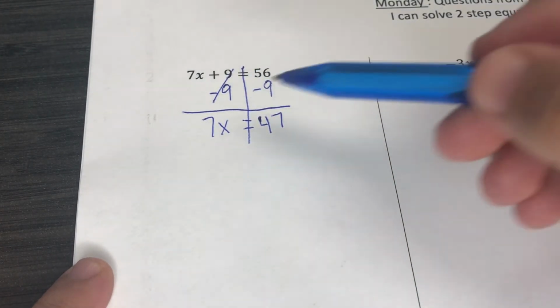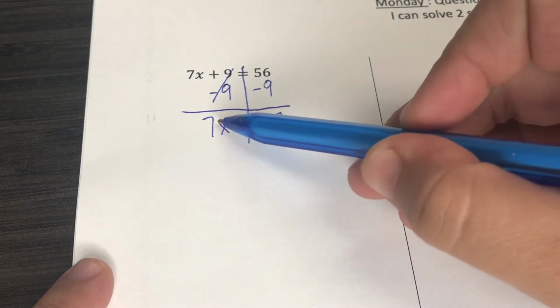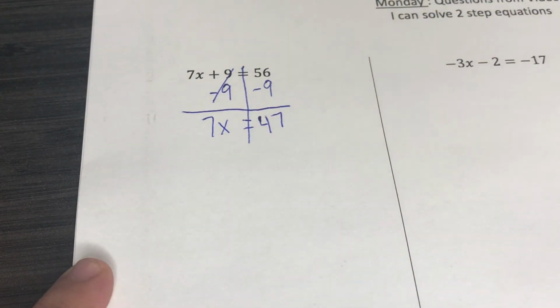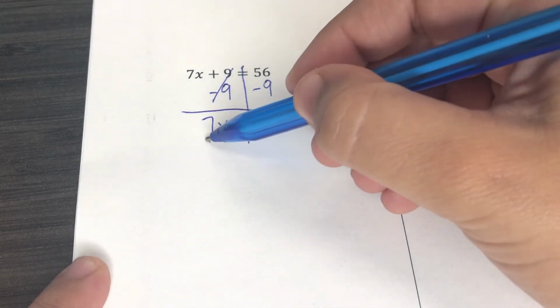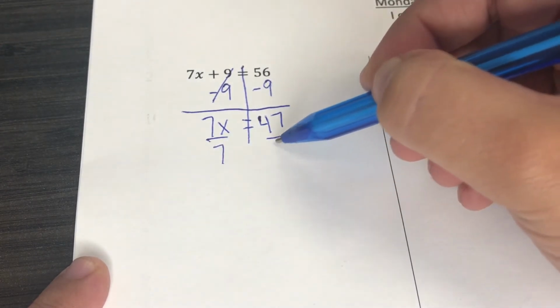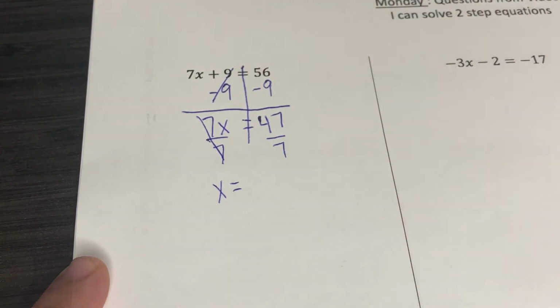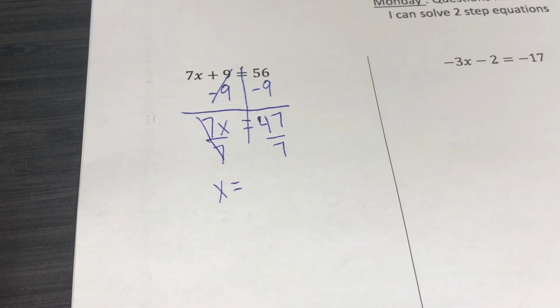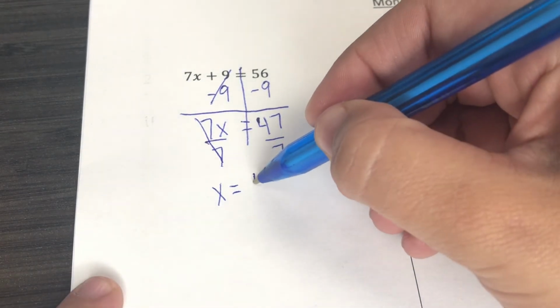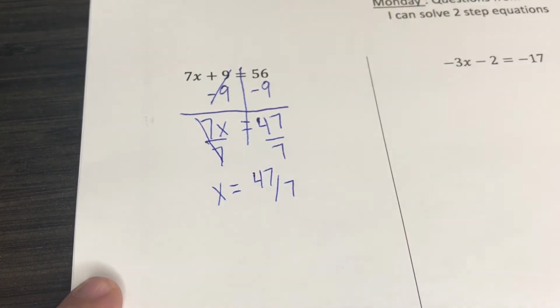So now we have a 7x, which just means 7 times x. We have to use the opposite operation or the inverse operation of multiply. The inverse of multiplication is division. So now we're using the division property of equality to divide both sides by 7. x is equal to 47 divided by 7, which is equal to about 6.71. So let's leave it as 47 sevenths as our answer.